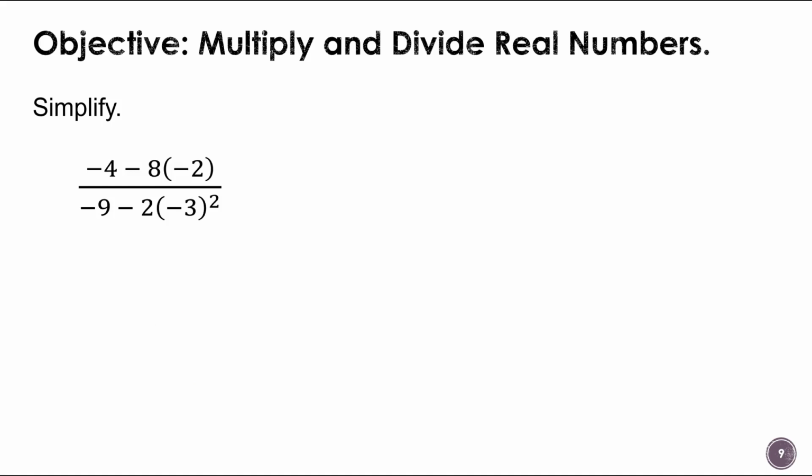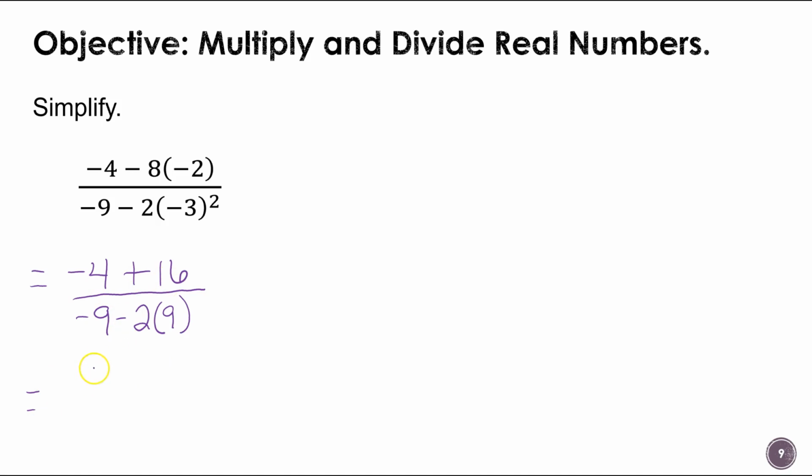All right, here's another one with a lot of stuff going on. So I'm going to keep that negative 4. And I'm going to take this and treat it as negative 8 times negative 2 is a positive 16. That just makes it easier, I think, to work with. This is negative 9 minus 2. So that's a negative 3 squared, which is 9.